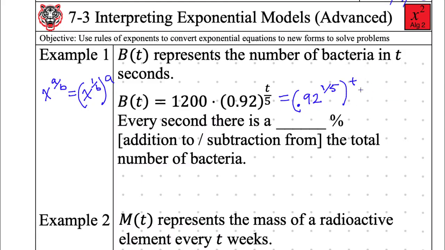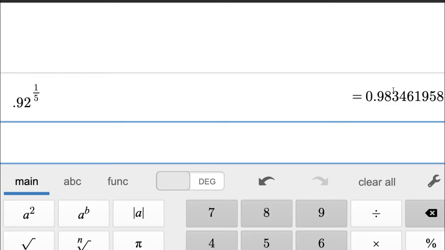So this new equation is, I'm kind of ignoring 1,200 because I don't care about the initial value. There's nothing in this question talking about the initial value. So this is now 0.9834.